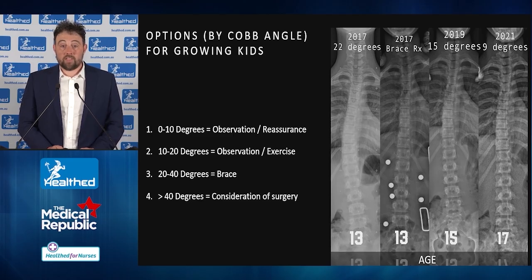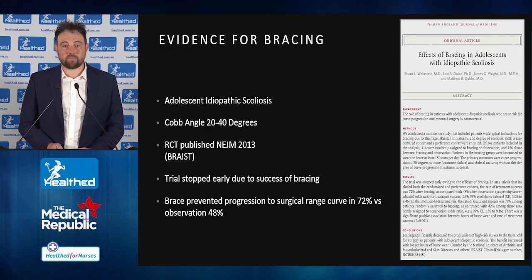They presented aged 13 in 2017 with a 22 degree curve, and you can see the brace there corrected the curve fairly well in the brace, age 13. By age 15, the curve was down to 15 degrees and bracing was weaned. And in 2021, at age 17, you can see the final curve magnitude there was 9 degrees at skeletal maturity. This is a curve very unlikely to progress and compatible with full function, which is what this young lady had.